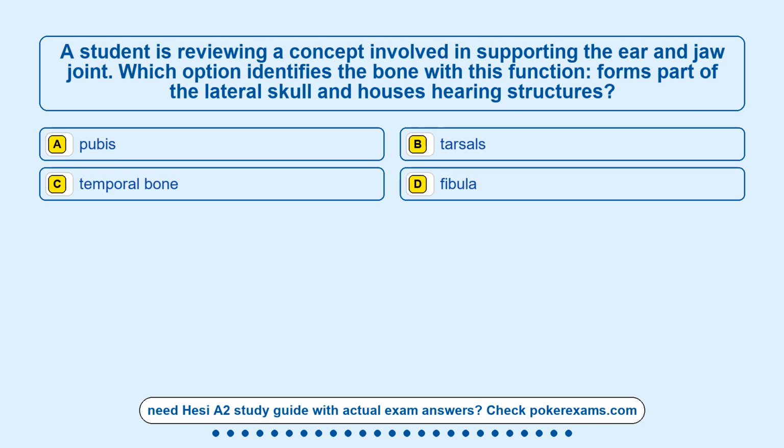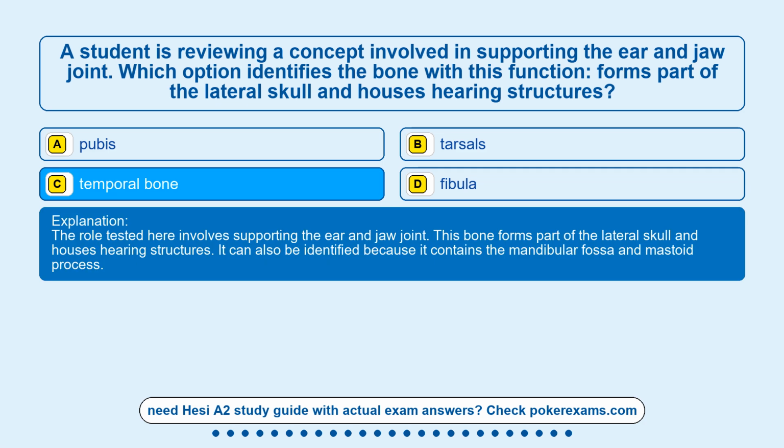Question 24. A student is reviewing a concept involved in supporting the ear and jaw joint. Which option identifies the bone with this function, forms part of the lateral skull and houses hearing structures? Option A, pubis. Option B, tarsals. Option C, temporal bone. Option D, fibula. The correct answer is option C, temporal bone.